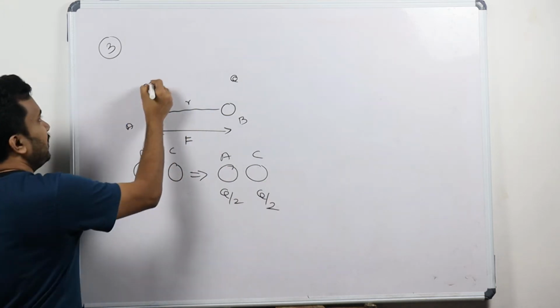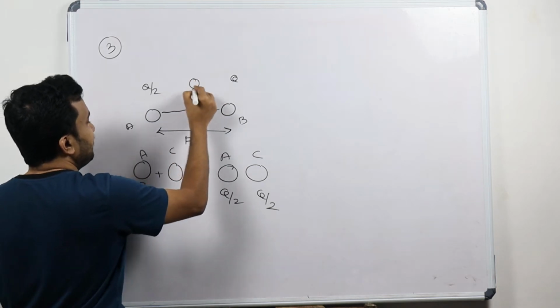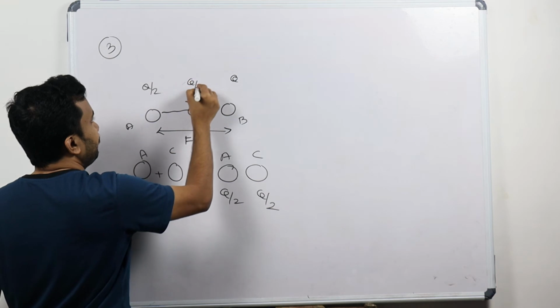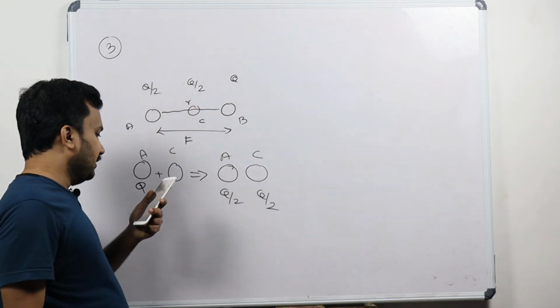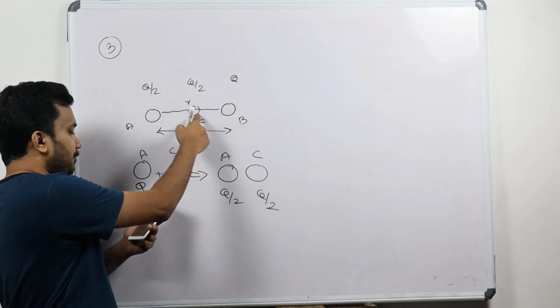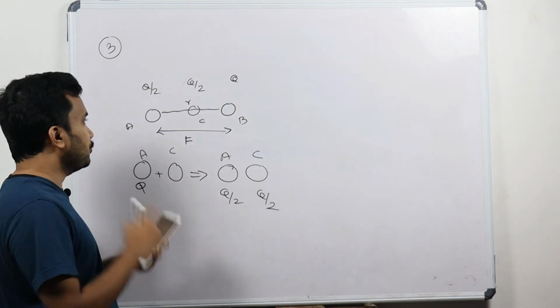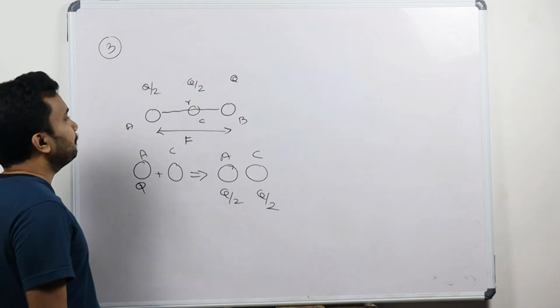Now the charge of A is Q by 2, B is still Q, and another charge I am placing here, and this charge has Q by 2. This is the body called C. Okay, and then it is placed at the midpoint of the line joining A and B. I placed it at the midpoint. Magnitude of net electric force on C. We have to find out the net force.